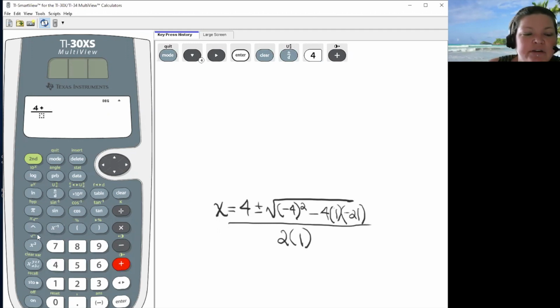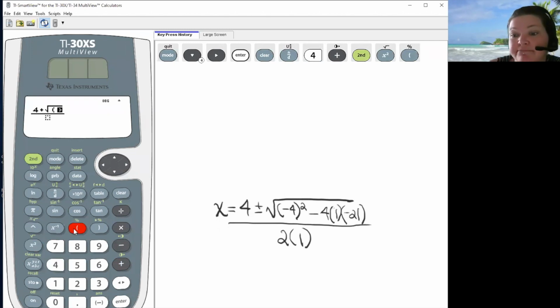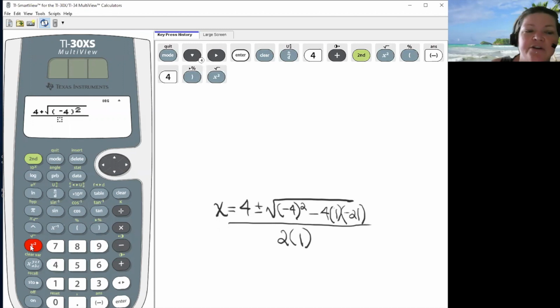See how the square root's there in green? Anytime you want something green, you must hit the second button right before you hit that x squared key, in this case to get the square root. Open up your parentheses. If you don't have a parentheses, it will give you a wrong answer. And then you get your negative 4. Close the parentheses before you hit x squared to square it.